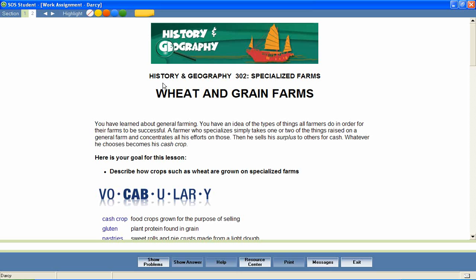In a unit entitled Specialized Farms, let's look at a lesson called Wheat and Grain Farms. Most Switched On Schoolhouse lessons begin with a brief introduction and a list of objectives for the lesson. These objectives help students stay focused on important lesson content and provide parents with an effective way to measure mastery of lesson content.